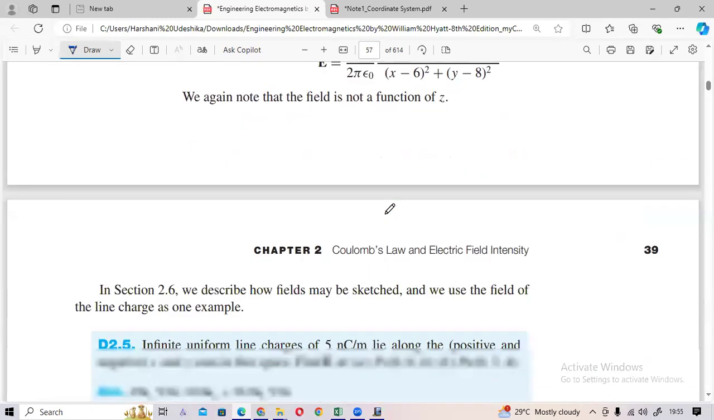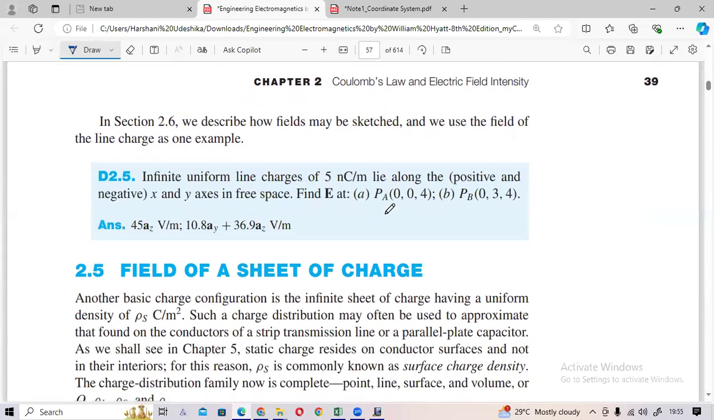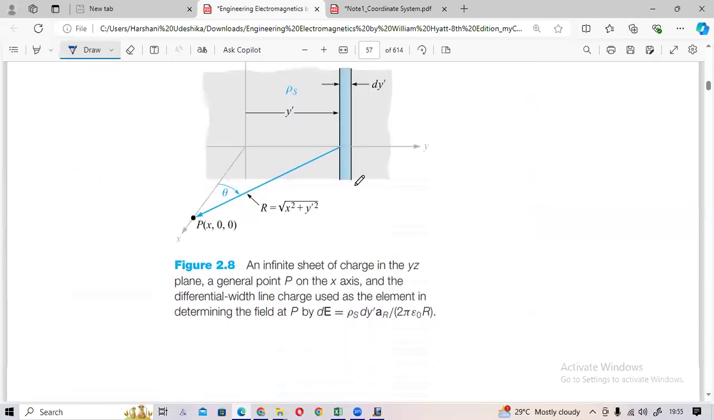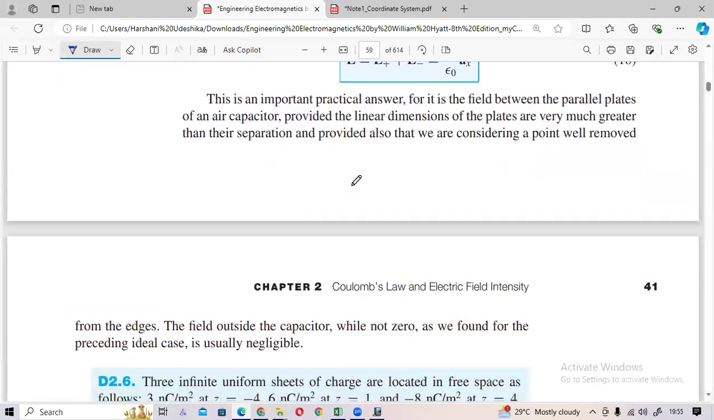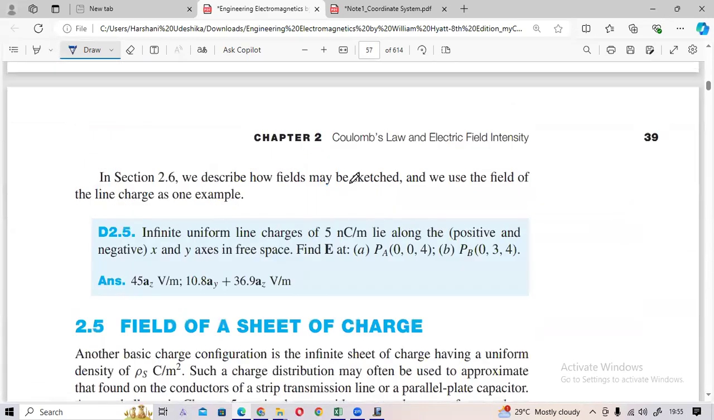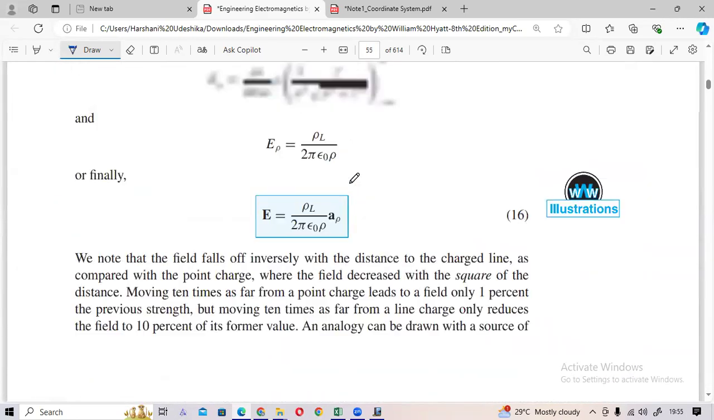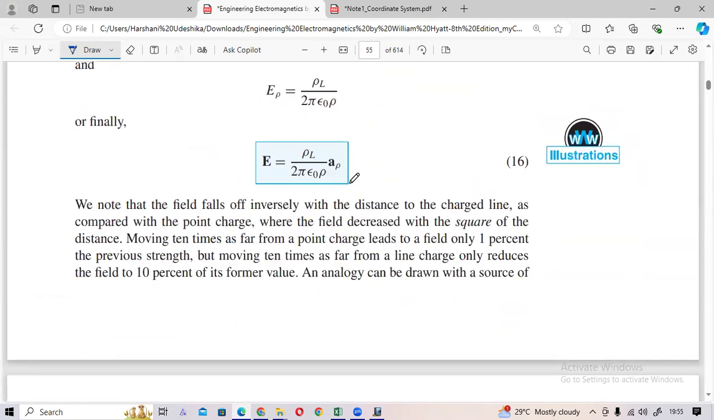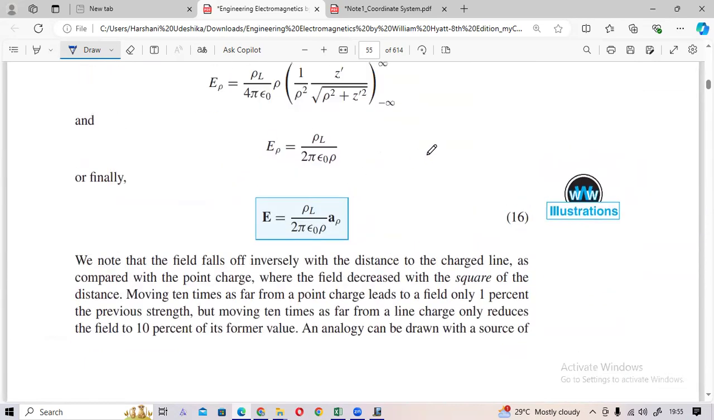Okay, we will do one question with line charge also quickly. Okay, with respect to line charge. If you consider line charge, that means a line that goes to infinity. That is a line that goes to infinity.